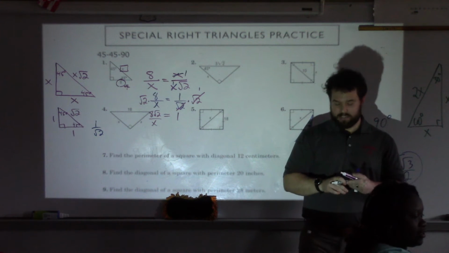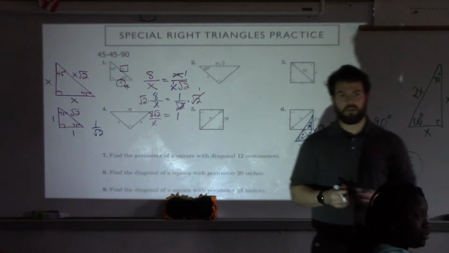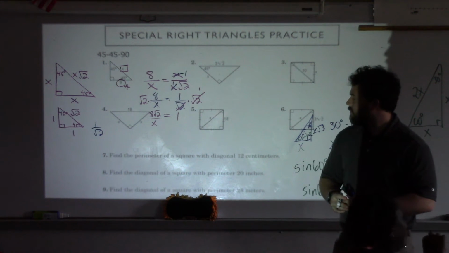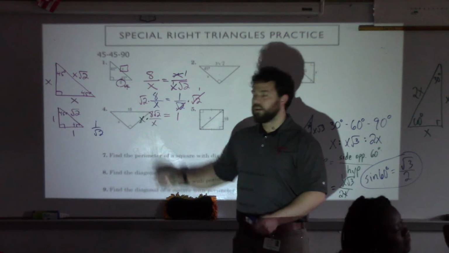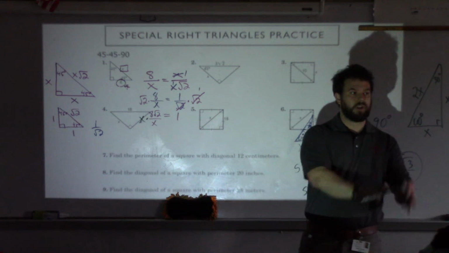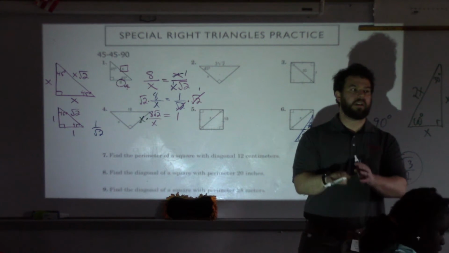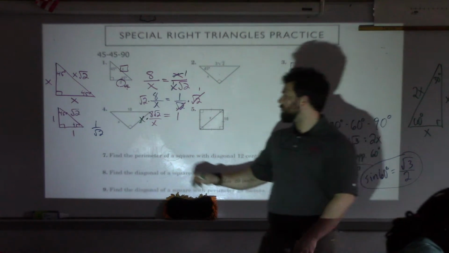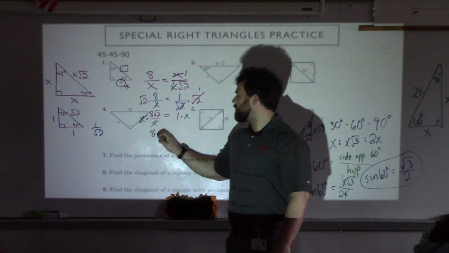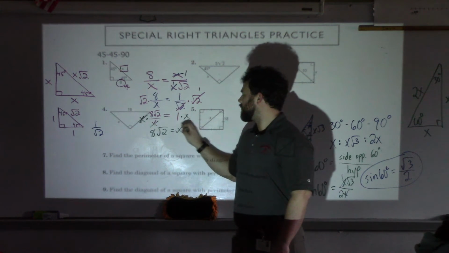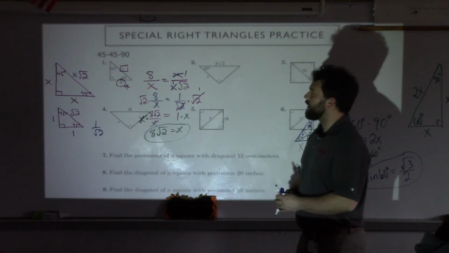Have I solved for x at this point? No. So what do I need to do? Go back to your fundamentals of solving an equation. I'm dividing by x, so I need to multiply by x, and use properties of equality to maintain equivalence. 8 square root of 2 is equal to x.